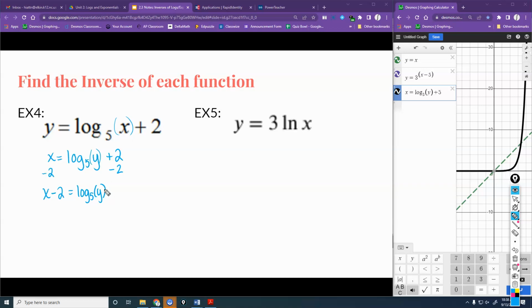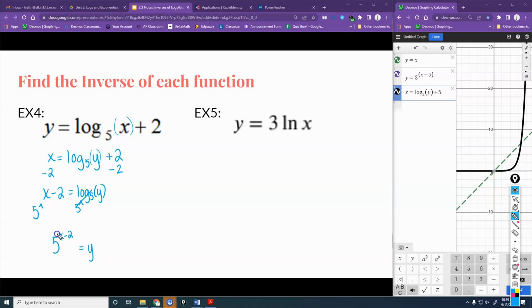Okay, Easton, what do I do to get rid of that log base 5? What do you think, Andrea? 5 to the power, right? We got to do 5 raised to that power, because bases of logs and bases of exponentials are going to cancel each other out. If you do 5 to the log base 5, it just cancels. And so we have 5 to the x minus 2, that whole thing in the exponent, equals y.